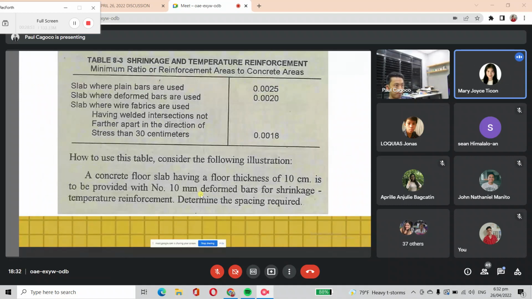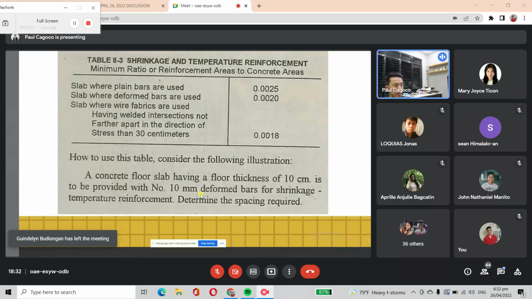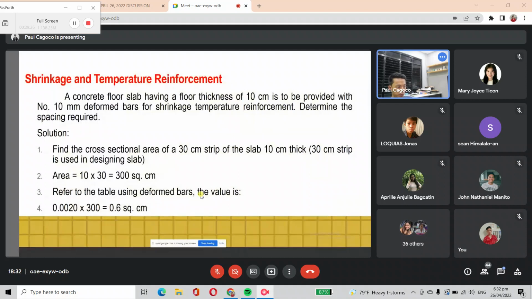Excuse me, sir. Asa ka nigikan ning 0.0020, sir? Sa number 4? Table A3. So yes, okay. Mao na siya imong minimum ratio of reinforcement areas to concrete areas. So you have to remember nga this is the minimum ratio of reinforcement areas to concrete areas. So mao na siya ang ratio sa imong rebars sa concrete. So you don't use plain bars, don't use wire fabric, only use deformed bars. So mao na gamiton nimo ang 0.00.